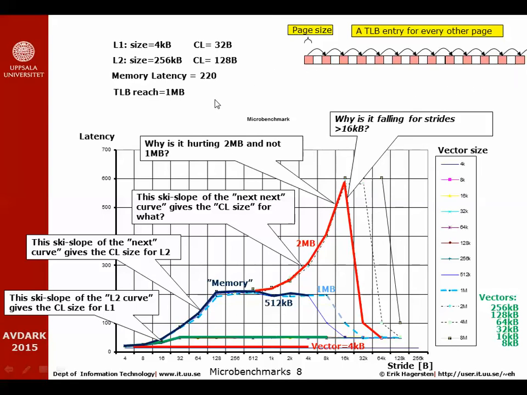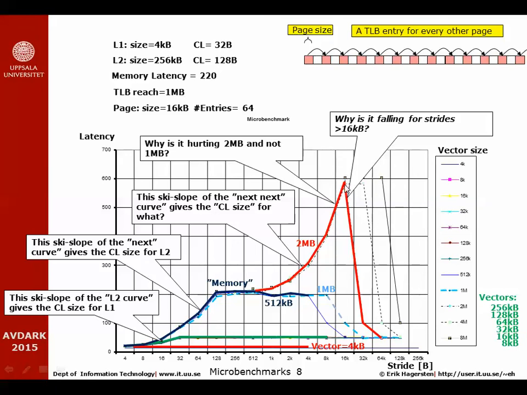So we can draw lots of conclusions from this. The TLB reach is 1 megabyte. We can draw the conclusion that the page size is 16 kilobytes, because that's where we have the peak. And from that, we can calculate the number of entries in the TLB is 64, because 64 times 16 kilobytes is the TLB reach, and that comes to 1 megabyte. So that's for the 2 megabyte curve.